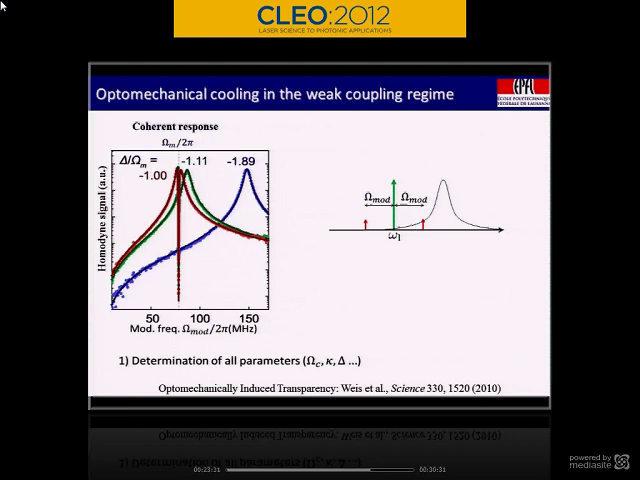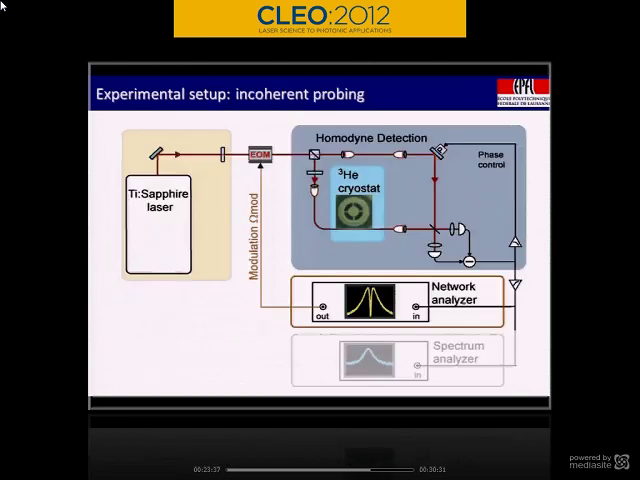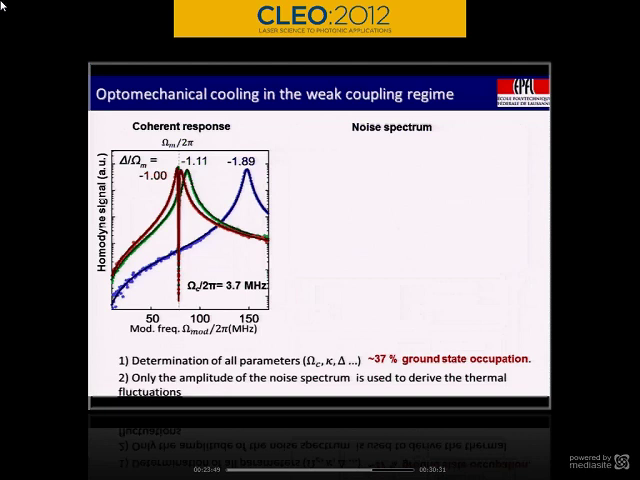We can also now turn these sidebands off and look at the so-called incoherent response. Here we just propagate our cooling laser into the mechanical oscillator and use heterodyne detection to retrieve the Brownian or fluctuation spectrum. If we do this, you can record a Brownian noise spectrum for each of these laser detunings I mentioned before.